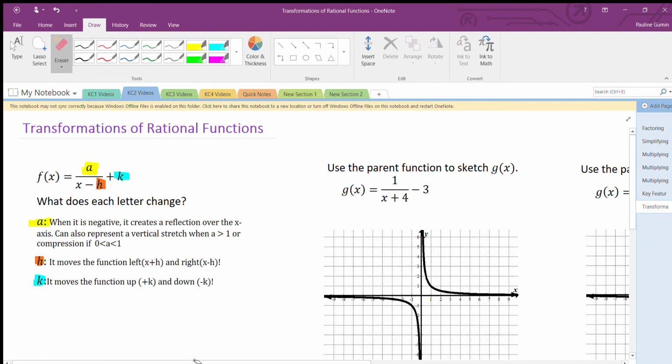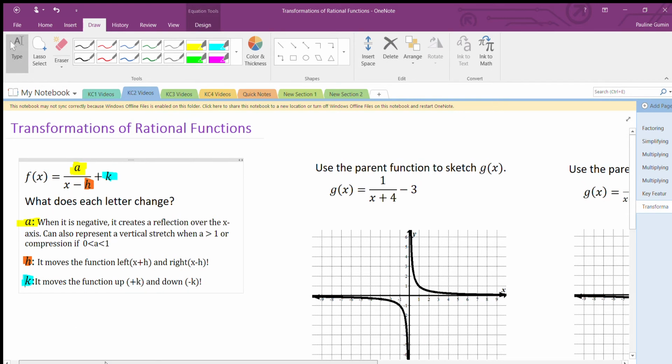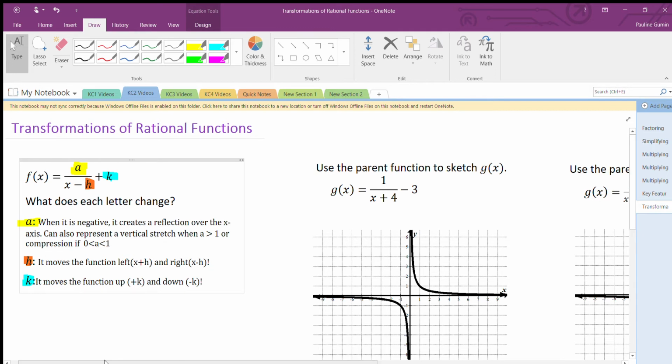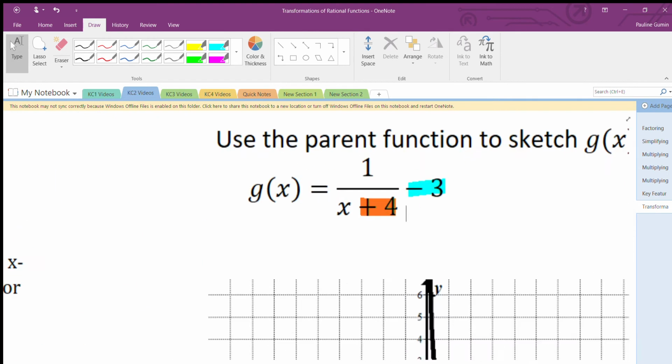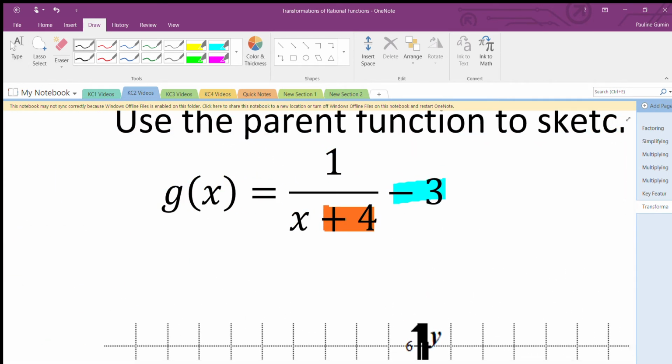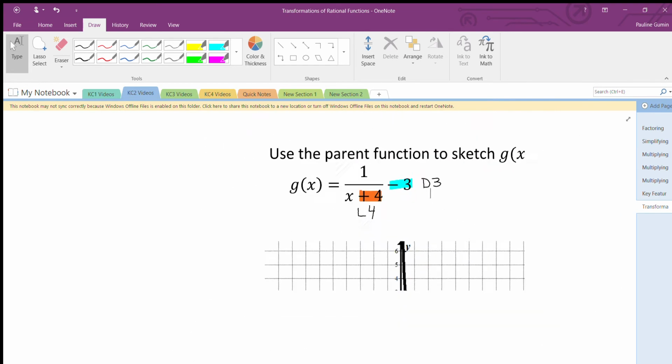So let's take a look at g of x, which is 1 over x plus 4, all of that minus 3. So what letters do I have here? I have an H and I have a K. So what are they telling us? I'm going to zoom in so that my handwriting is readable. The plus 4 is telling us we've got to move to the left 4. And the minus 3 is telling us we've got to move down 3.